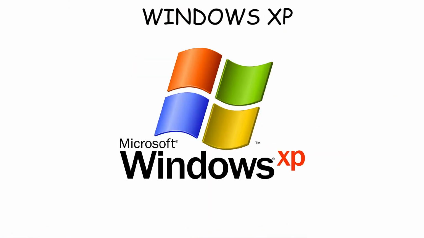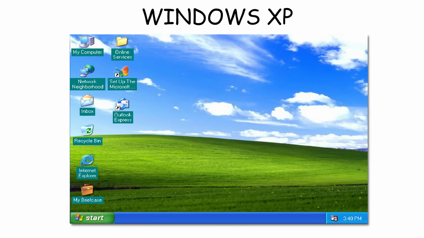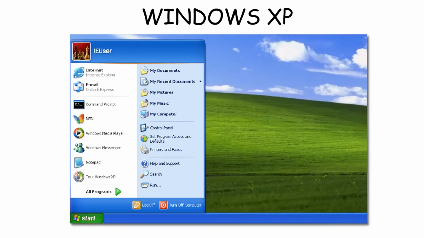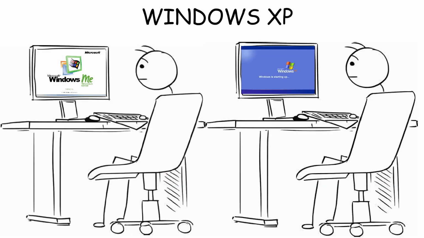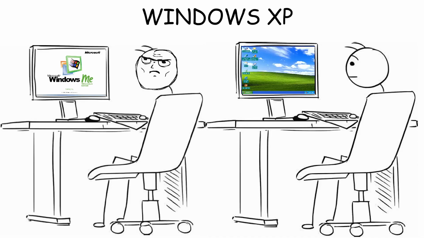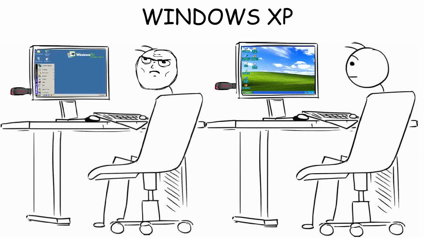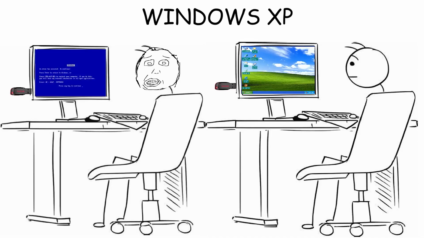Windows XP. Windows XP was released in 2001, and it's considered to be one of the best Windows versions ever. And if we see the interface, it looks more modern than the previous versions and similar to how Windows looks today. This is because Windows XP was already using the Windows NT system, while the older Windows versions still use the MS-DOS system.